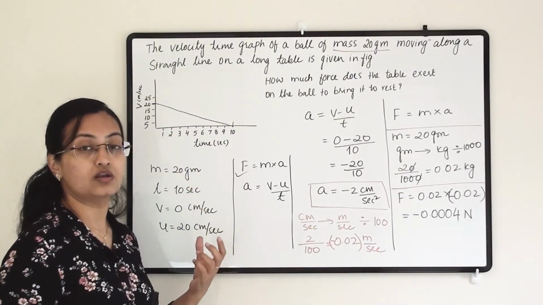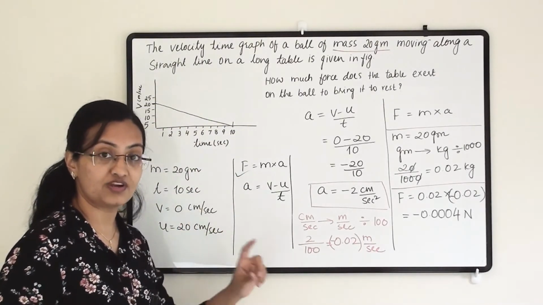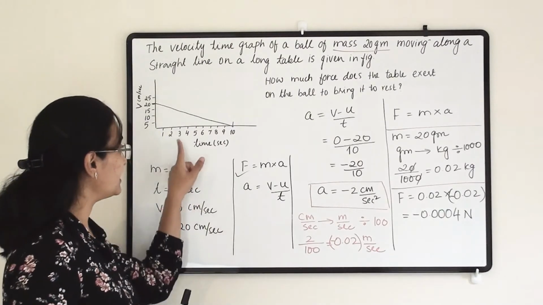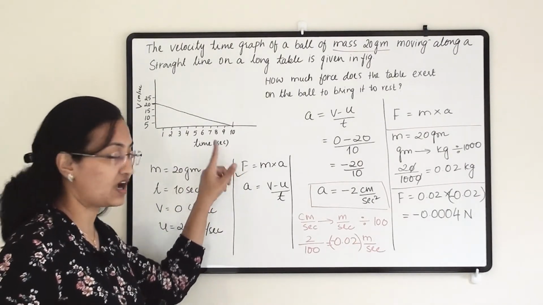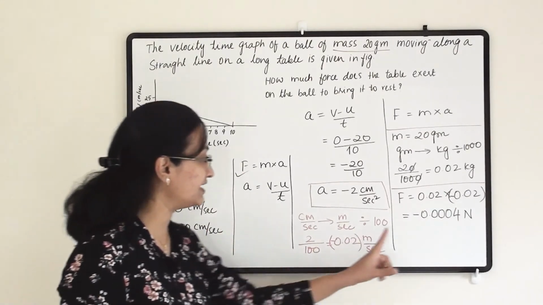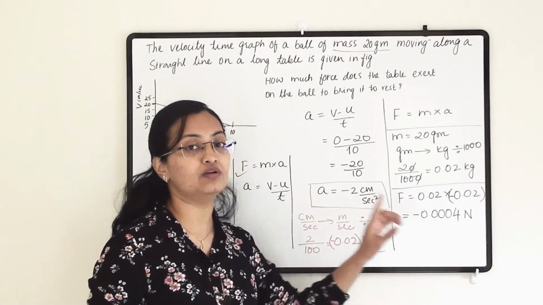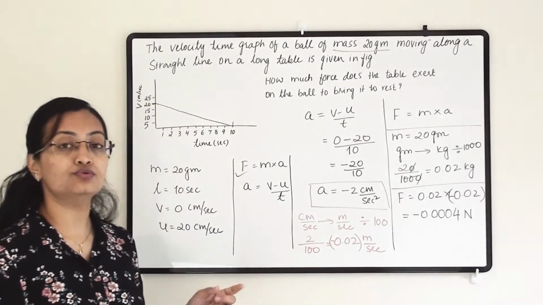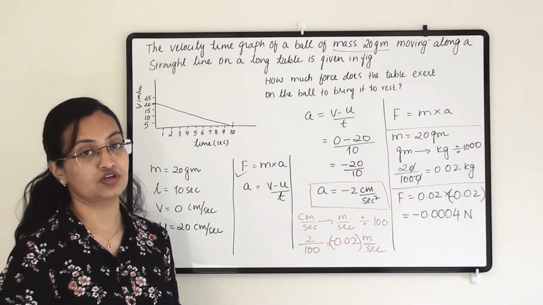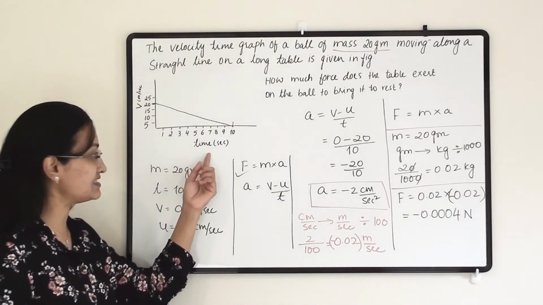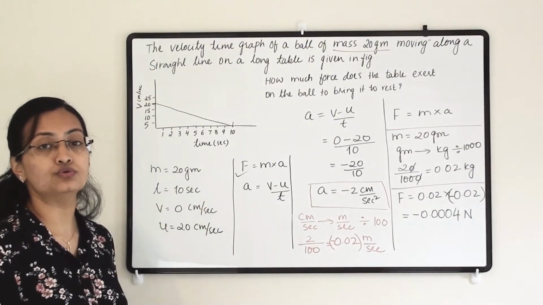So when the ball is moving along a straight line on a table, after 10 seconds it will stop because a force of 0.0004 Newton will be applicable on it, and that too in the opposite direction of the motion. So eventually after 10 seconds it is going to stop.